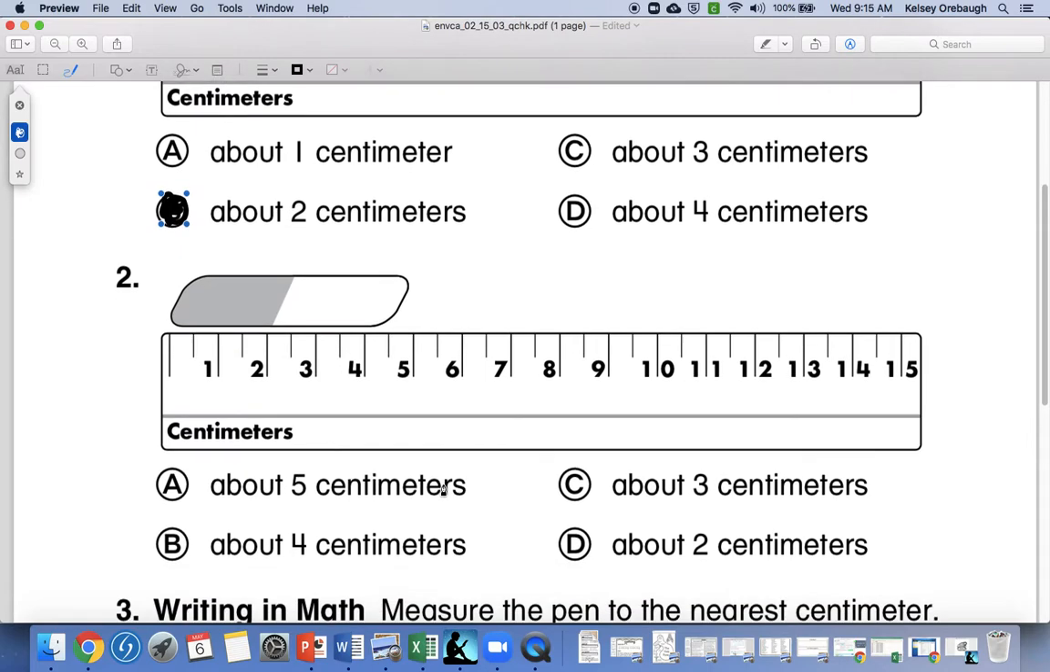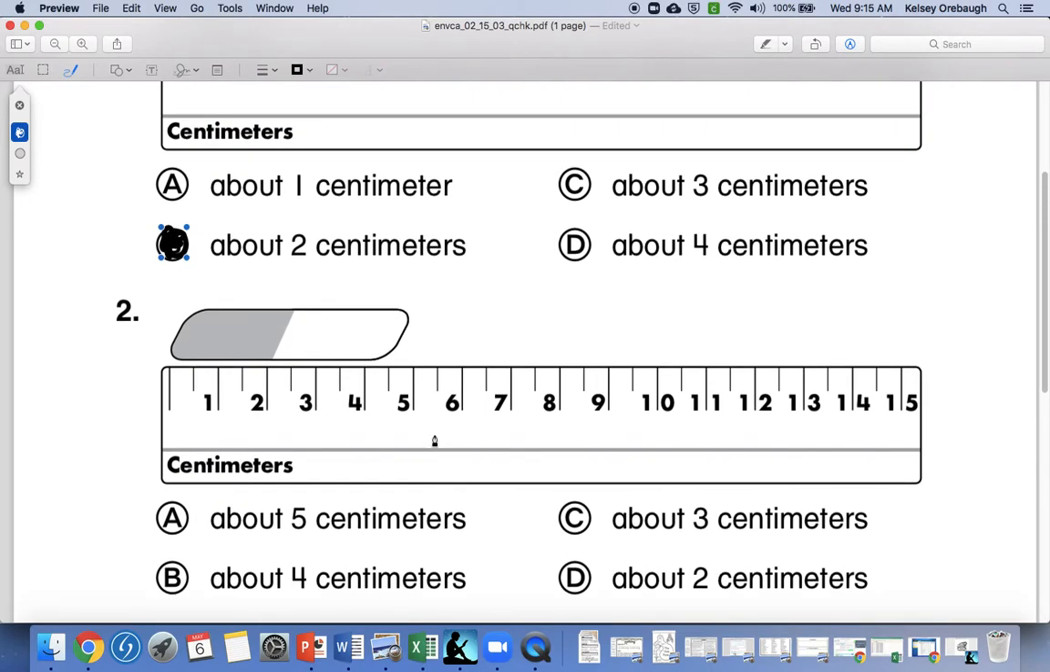Okay, our next object is an eraser. I see that the beginning of the eraser is lined up with the 0 marking, and I can see the end of the eraser, the very longest point of the eraser, not down below here, but all the way here at the top, is very close to the 5 centimeter marking. If I draw a line, it is just shy of the 5 centimeter marking. So it's in between 4 centimeters and 5 centimeters.